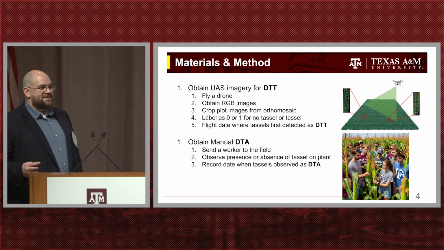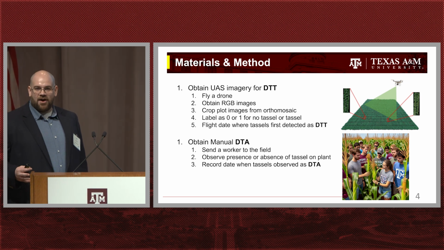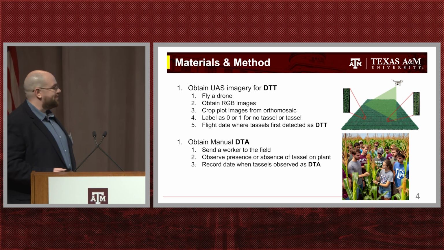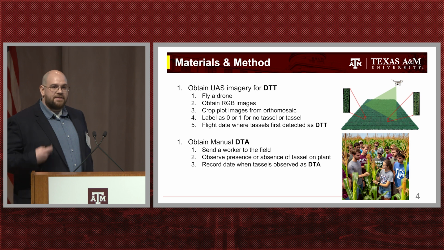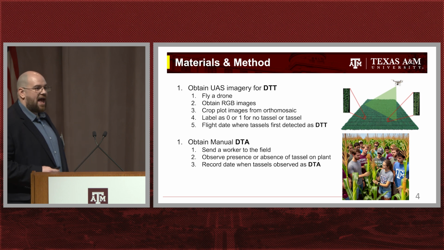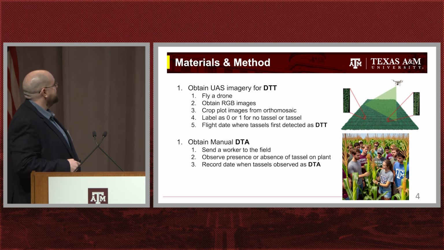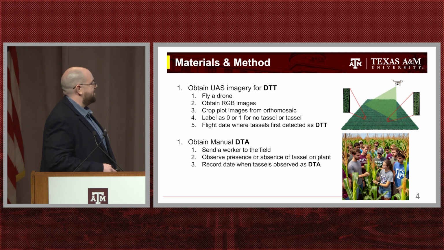So how many of you would like to go and label 15,000 cropped images? Probably not many of you, right? This is a process that, because we've done it, we can use this data set to then advance it to other images that haven't been labeled, and we're going to talk about that later. And then we're comparing that to the manual DTA, where we send workers to the field, we observe the presence or absence of a tassel and record the date for it.